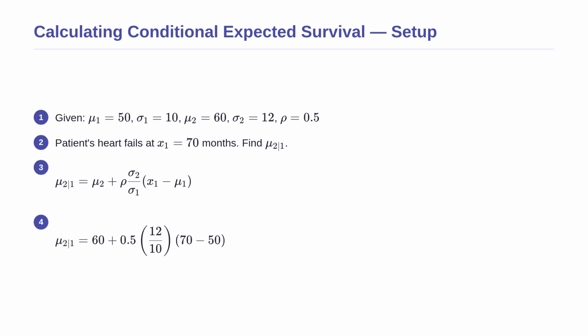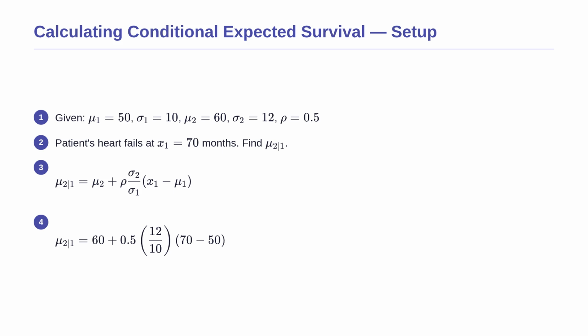Before we move on, let us see this with a concrete example. Suppose we are studying heart failure, which is Risk 1, and kidney failure, Risk 2. The average time to heart failure is 50 months and kidney failure is 60 months. They have a positive correlation of 0.5. A specific patient experiences heart failure at exactly 70 months. We want to find their new expected time for kidney failure.